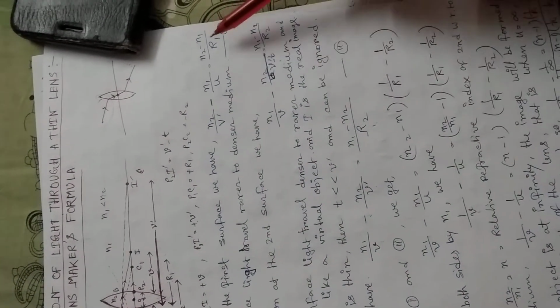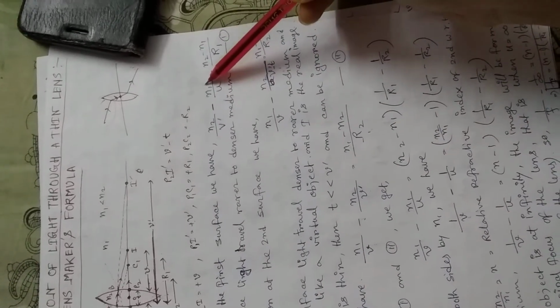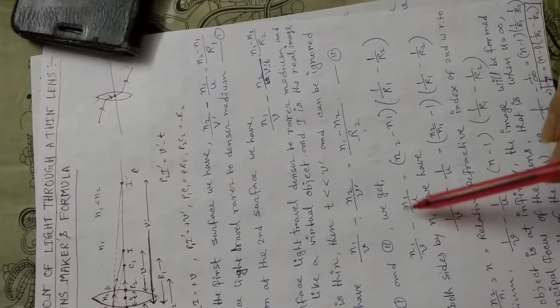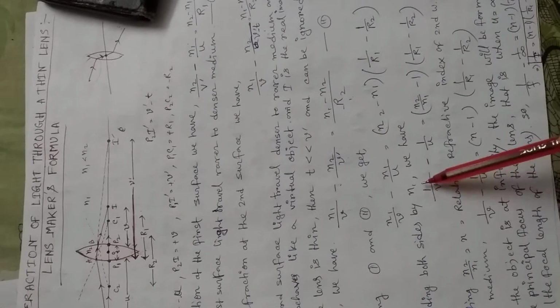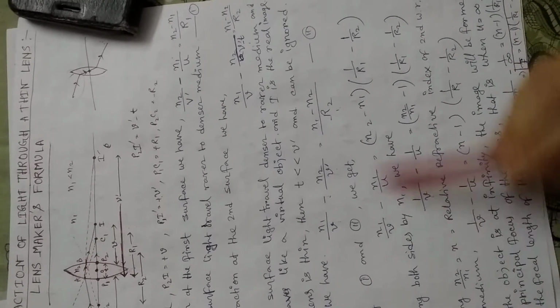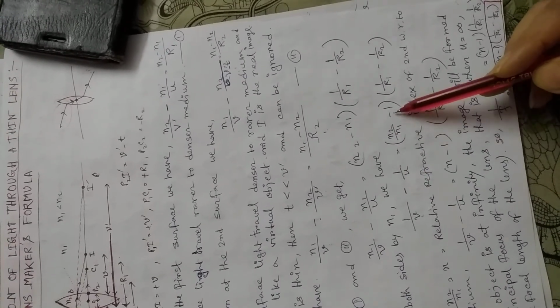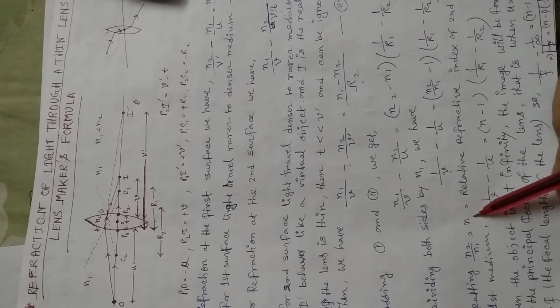So just look here, from these two equations, this is equation 1 and this is equation 2. If we add these two equations, then we get N1 by V minus N1 by U equals N2 minus N1 into 1 by R1 minus 1 by R2. Now dividing both sides by N1, we have 1 by V minus 1 by U equals N2 by N1 minus 1 into 1 by R1 minus 1 by R2. Putting N2 by N1 equals n.